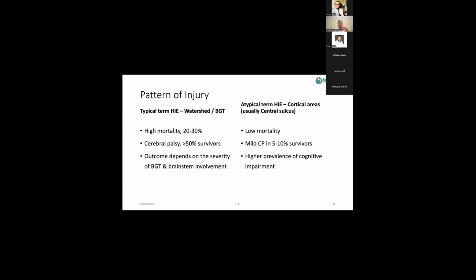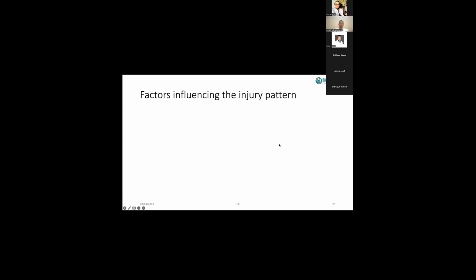However, because this is affecting the cortical areas, you have a higher prevalence of cognitive impairment in these babies. And obviously that will lead to behavioral difficulties, and visual problems if you are involving the area supplied by the MCA and the PCA. And there will be seizure problems in these babies as well. All right. Hope that I'm making sense so far.